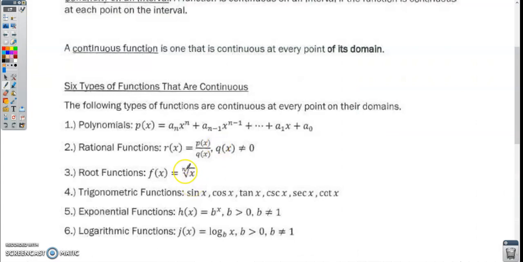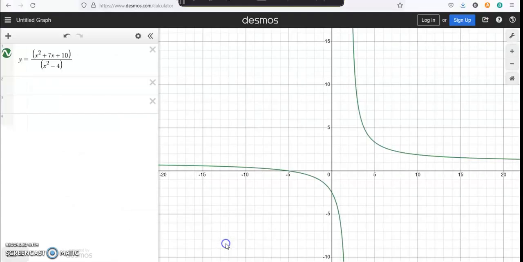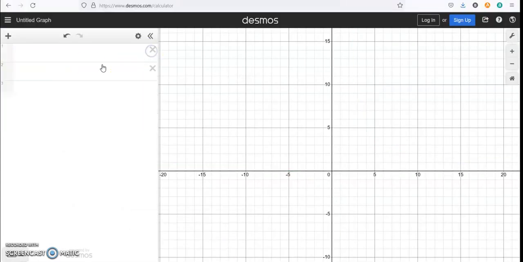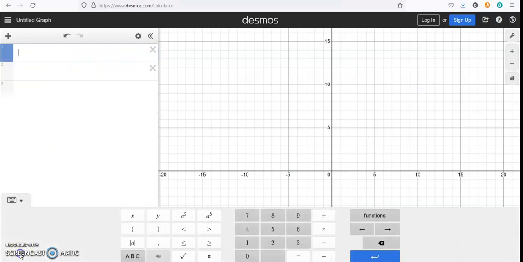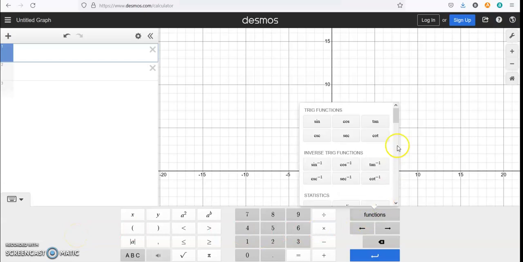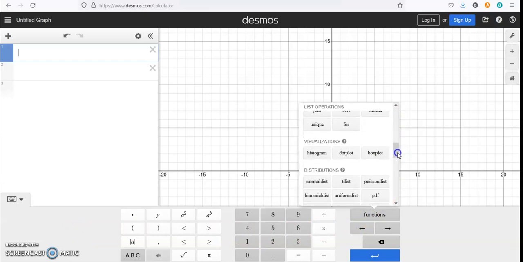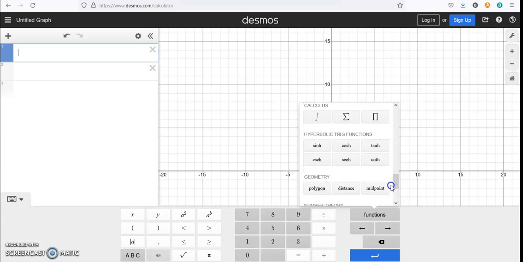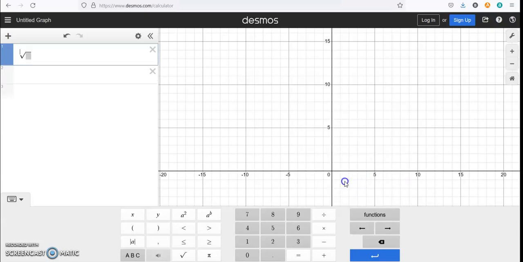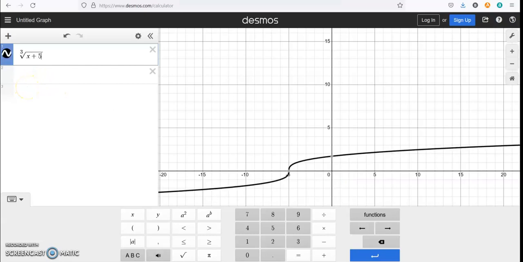Next on the docket, root functions: third root, fifth root, second root. The odd roots aren't as much of an issue for us here maybe as the even roots are. Suppose I take, let's see, where are my roots? I always forget where things are. Oh, there it is, nth root. So suppose I want to take the third root of x plus 5.